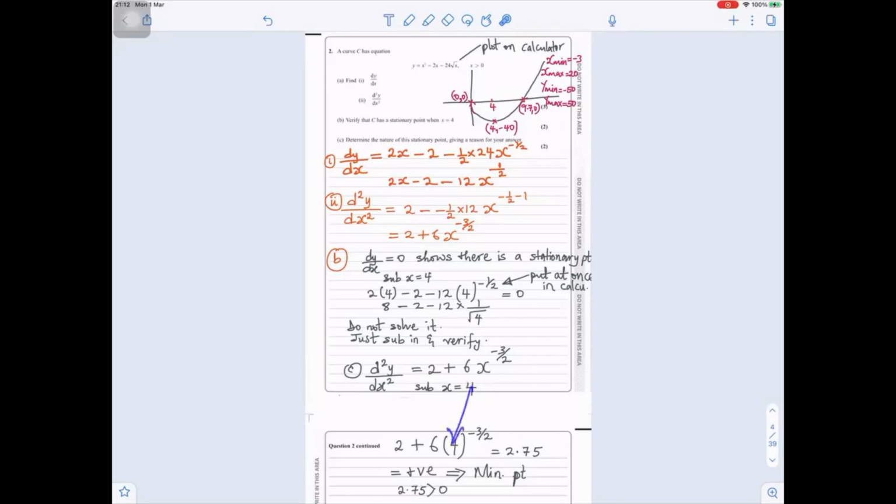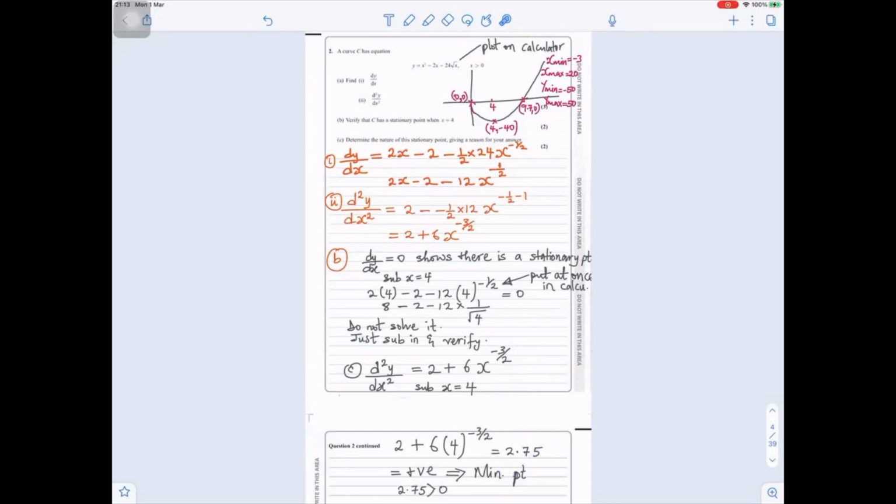So 2 plus 6 times 4 to the minus 3 over 2 gives you 2.75. And that 2.75 is positive. So when d squared y over dx squared is positive, that means it's greater than 0.